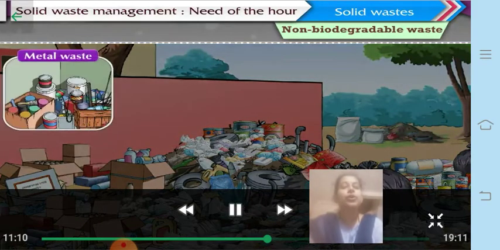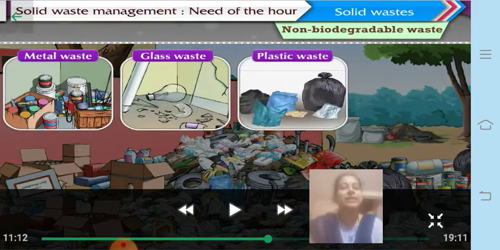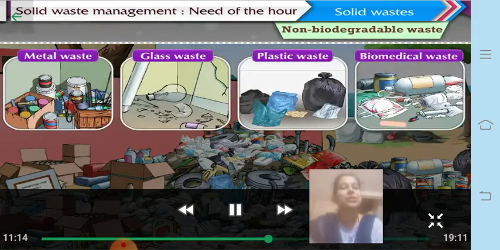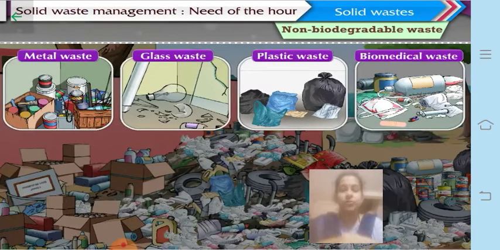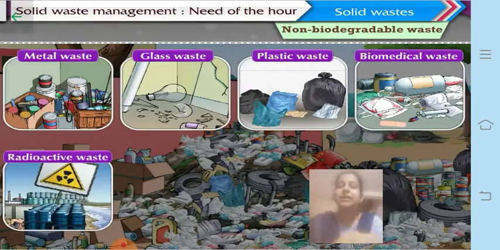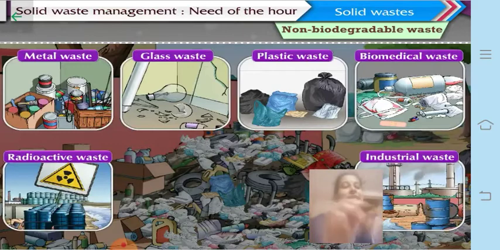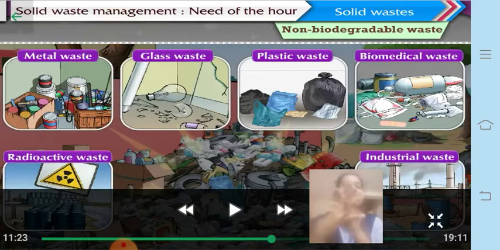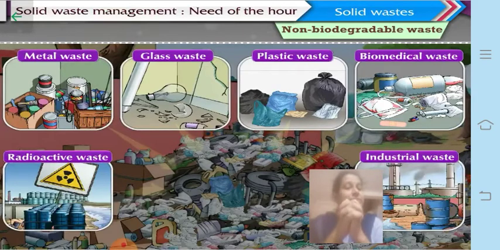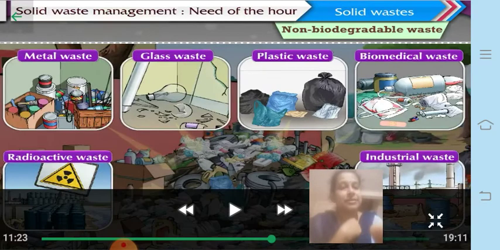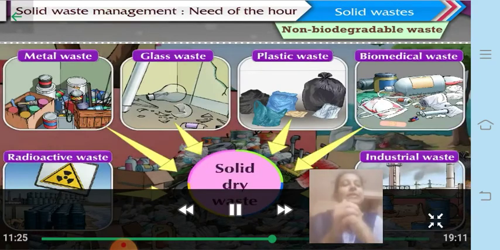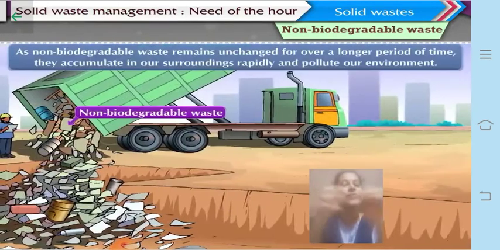It includes metal waste, glass waste, plastic waste, and biomedical waste like syringes, bottles, needles, and gloves. Radioactive waste and industrial waste also come under non-biodegradable waste. That means they cannot be degraded by microorganisms. All these are included under solid dry waste.